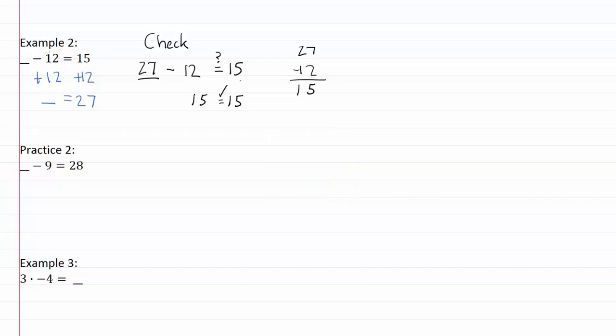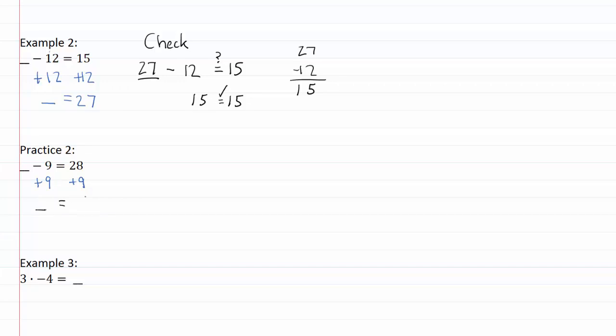Alright, welcome back. Now in practice 2 we have blank minus 9 is equal to 28. So I've got to undo subtraction. To undo subtraction, I'm going to add 9. Adding 9 to both sides, I get my blank space on the left.